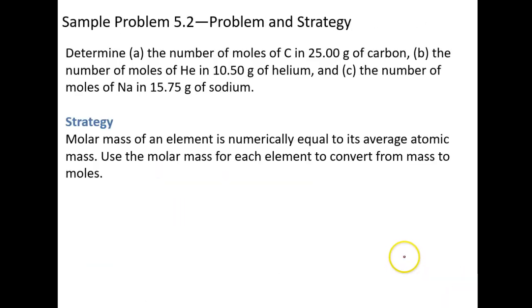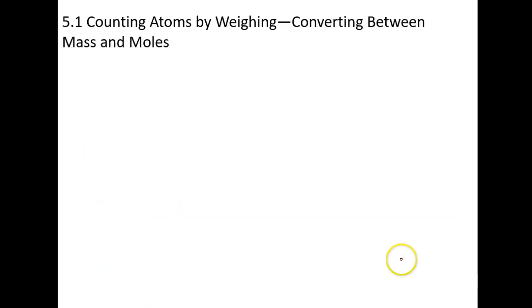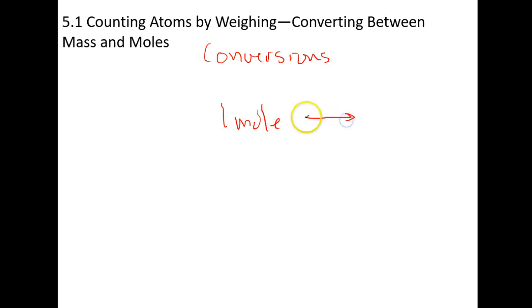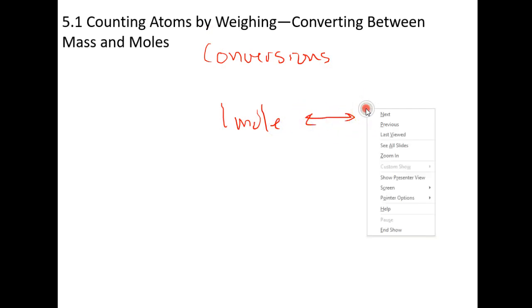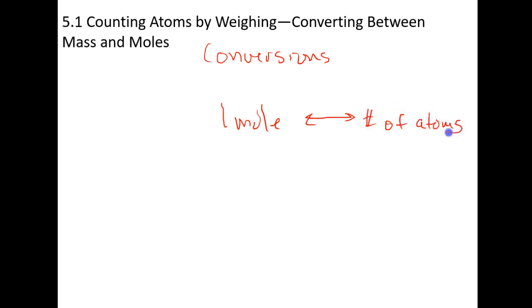All right, so I kind of just did everything for you on this page. It's counting atoms by weighing and converting between mass and moles. So let's talk about conversions and maybe do a problem or two. So 1 mole of anything, I'm going to give you this little cheat sheet, is the number of atoms, and this is the mass in grams. Mole is our central theme. We can get to everything from the mole.